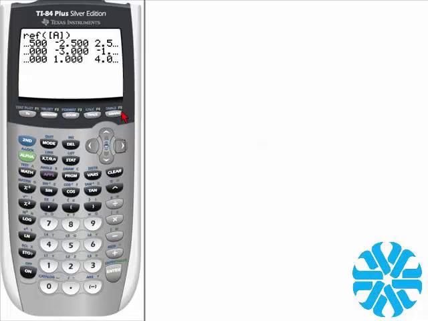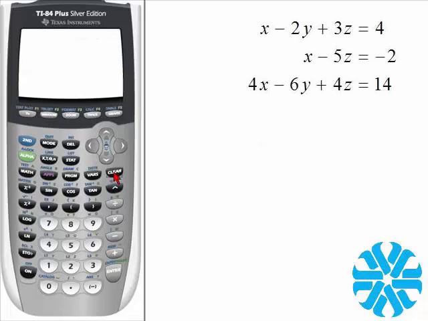Let's go to example number 2. First, let's clear the screen. Example 2 will have no solution. So we want to use a matrix in reduced echelon form to solve the following system of equations. x minus 2y plus 3z equals 4. x minus 5z equals negative 2. And 4x minus 6y plus 4z equals 14.